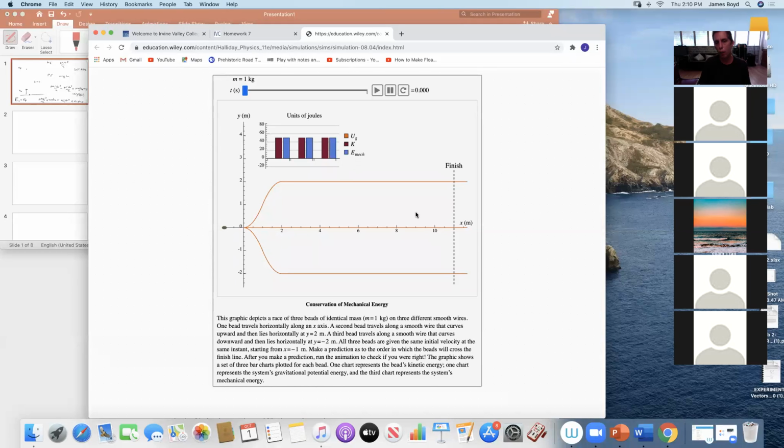So you can figure out which one would win. And when you do the simulation, it shows you which bead wins, and it gives you this nice little graph of their energies. So it's a pretty nice simulation to hopefully help you nail down the idea that a negative change in potential energy results in an increase of kinetic energy, and how the work is done by gravity, I hope.